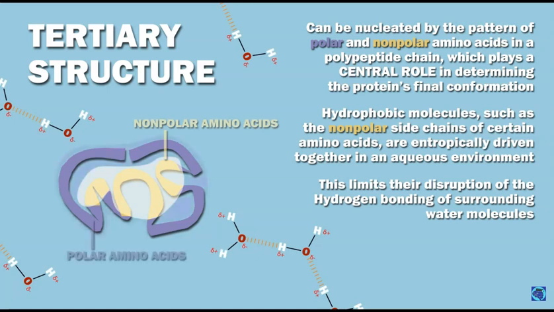Meanwhile, polar amino acids face the outside of the protein, forming hydrogen bonds with one another and with the water molecules around the protein. Those polar amino acids that are on the inside of the protein bond with one another or with the polypeptide backbone.